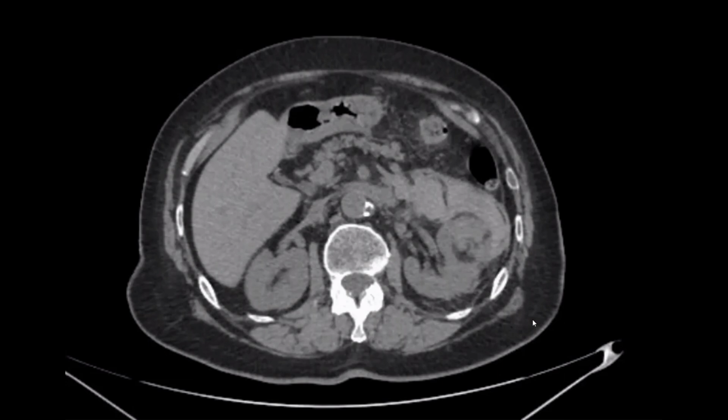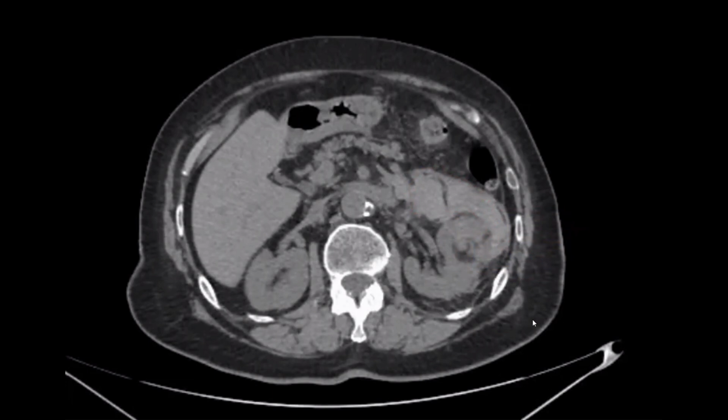So as you said, we have here a cortical-based mass lesion, and we have a fatty density component inside the mass lesion, and we have perinephric hematoma along the anterior aspect of the lesion. So what's your final diagnosis in this case? This is ruptured angiomyolipoma. Ruptured angiomyolipoma or bleeding hemorrhage.